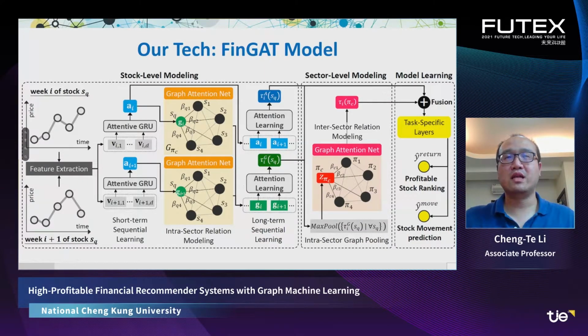The second component is sector level modeling. In sector level modeling, we consider that different sectors can be influenced by each other regarding their stock price. So we aggregate the obtained representation from stock level to sector level, then construct a sector graph. Again, we apply a graph attention network to generate the sector level embedding. The third component of this model is that we fuse the embedding obtained from stock level modeling and sector level modeling to be the final embedding.